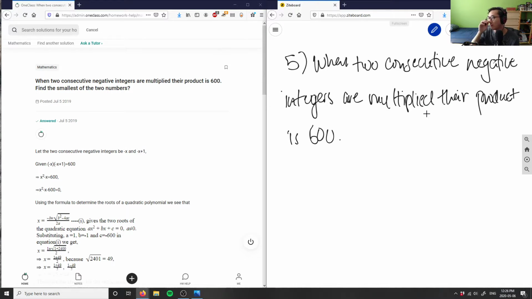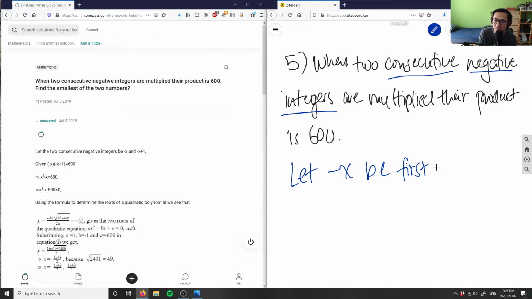We're going to have to write some variables here. So it says when two consecutive negative integers. When we talk about consecutive negative integers, what do we mean by that? We have to say, let negative x be the first number, the first unknown here. Or I'll just say first integer, because I have here my first guy, the first integer, right?